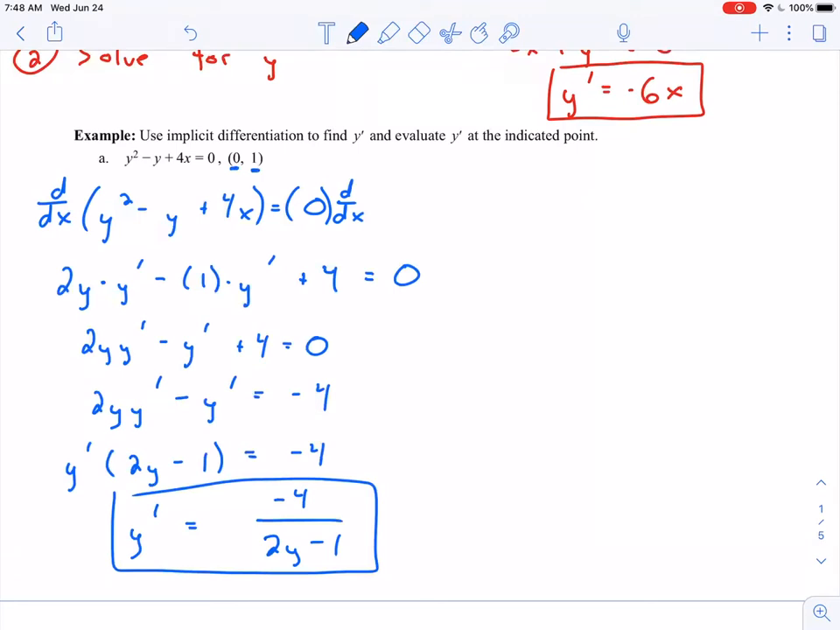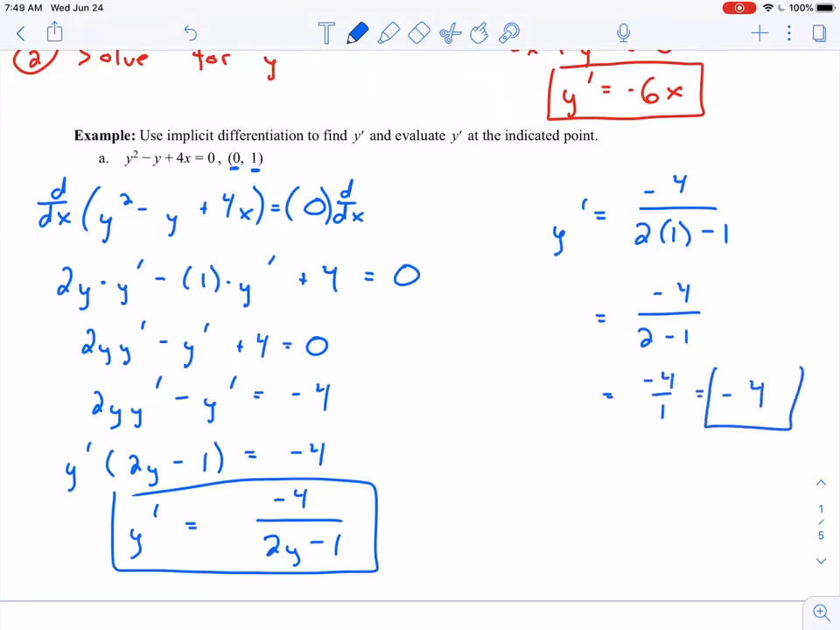In this case I only have y. So y prime equals -4 divided by 2 times y, which is 1, minus 1. I'm just evaluating this expression then. So -4 over 2 minus 1 gives me -4 over 1, which is -4. So there is my derivative, right? Because this is just y prime. I'm evaluating y prime. So this is my derivative.